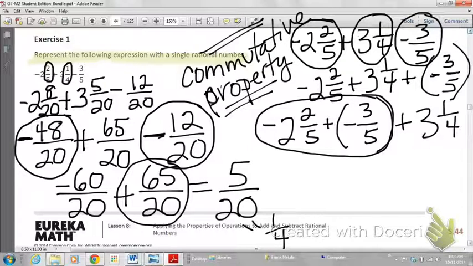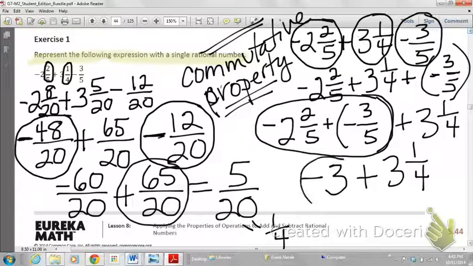I just need to add those two together as a negative. And if I do, I get 3/5 plus another 2/5 is 5/5, which is another 1. So that actually becomes -3. And then plus 3 1/4. And look how easy this is. All right, I've got this -3 and I got this +3. And they're going to cancel out there. And I'm going to be left with 1/4.